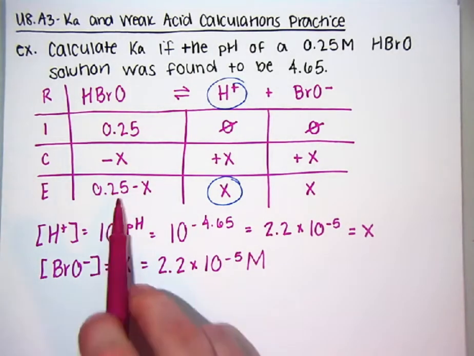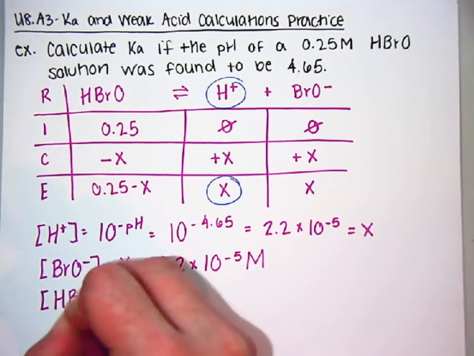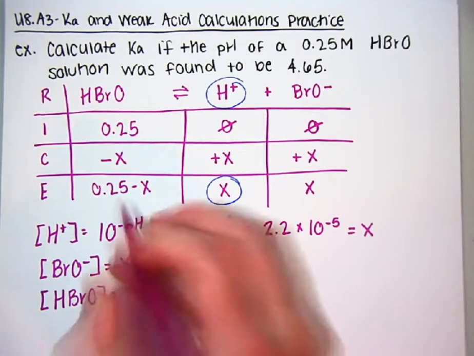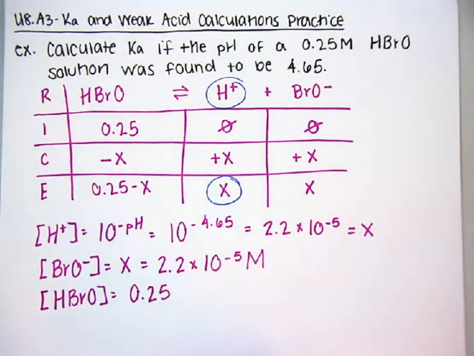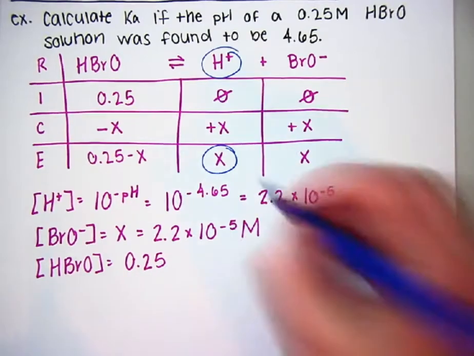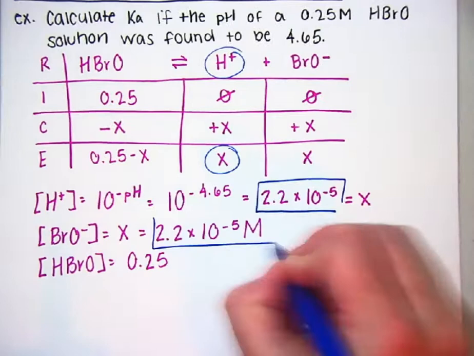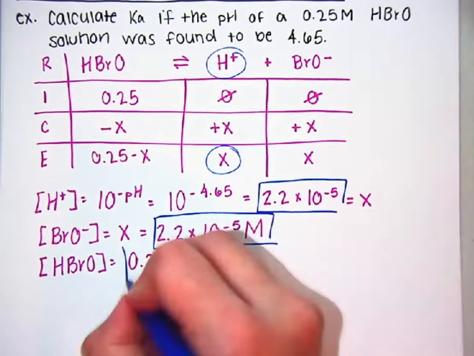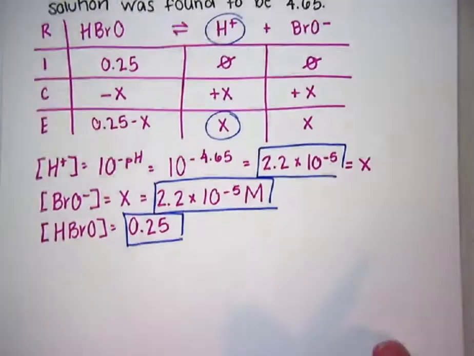We know at equilibrium the concentration of bromic acid is 0.25 minus X. Again, let's assume that X is negligible. So now I have all of my equilibrium concentrations. I want to solve for Ka. So let's write my Ka expression and solve.